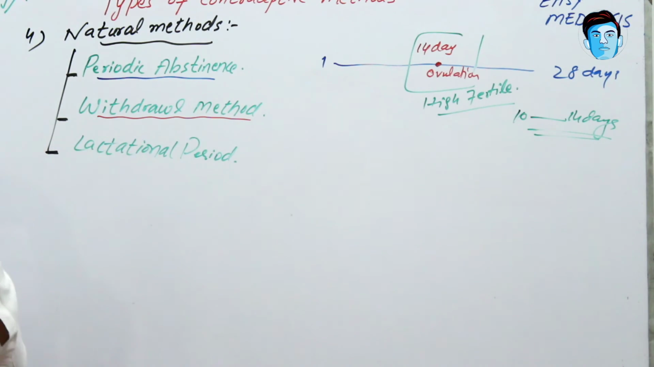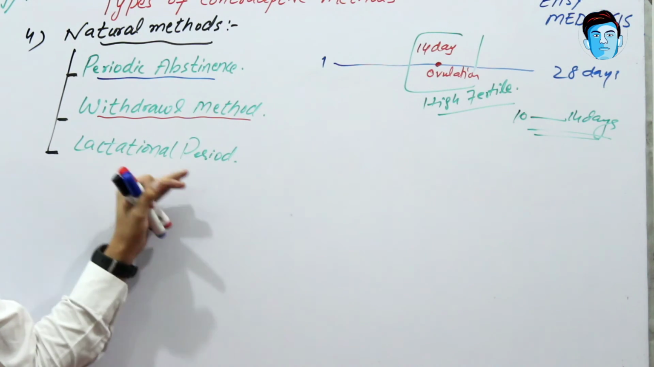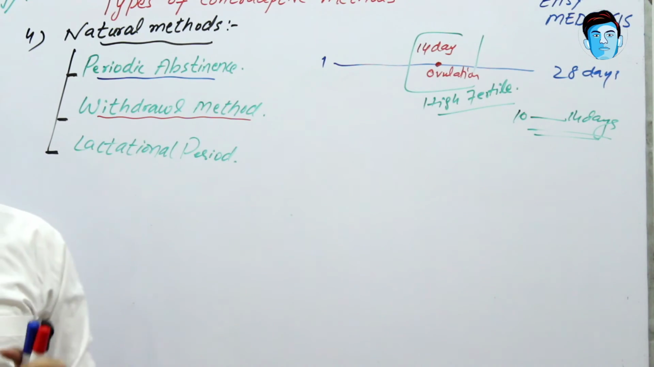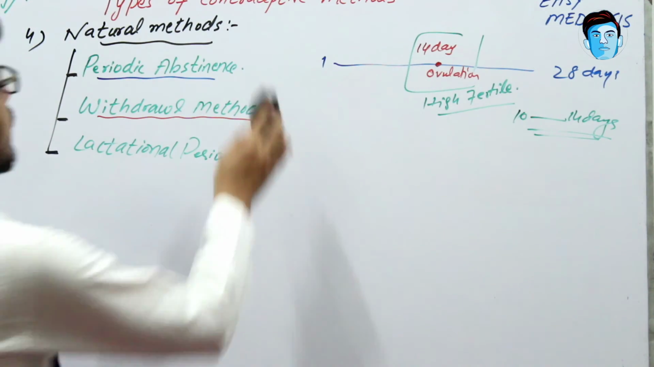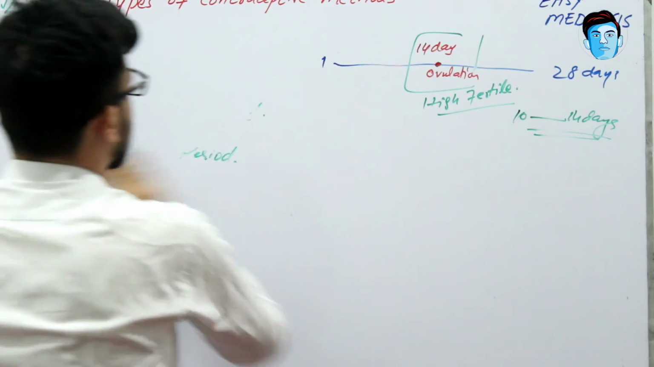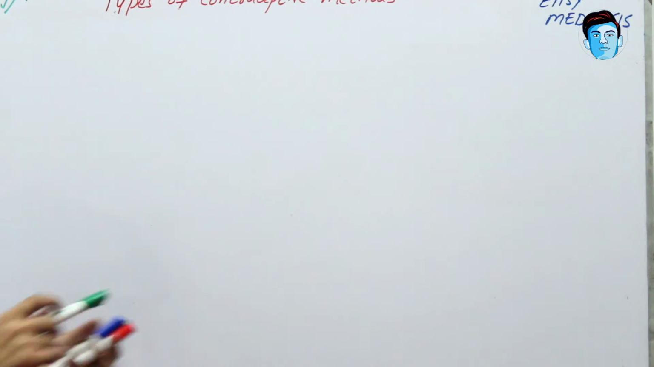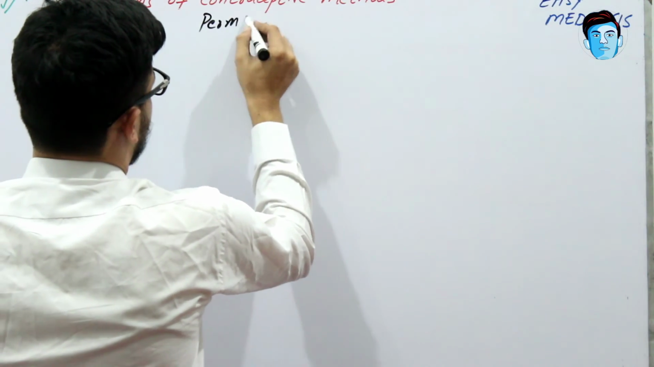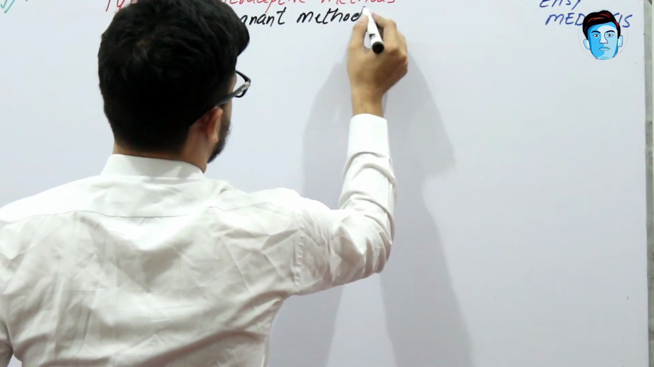On the other hand, the lactation period, meaning during breastfeeding, is also considered a natural method of contraception. So students, this is all we need to know about the temporary methods of contraception. Now let's talk about the permanent method of contraception, which is also called sterilization.